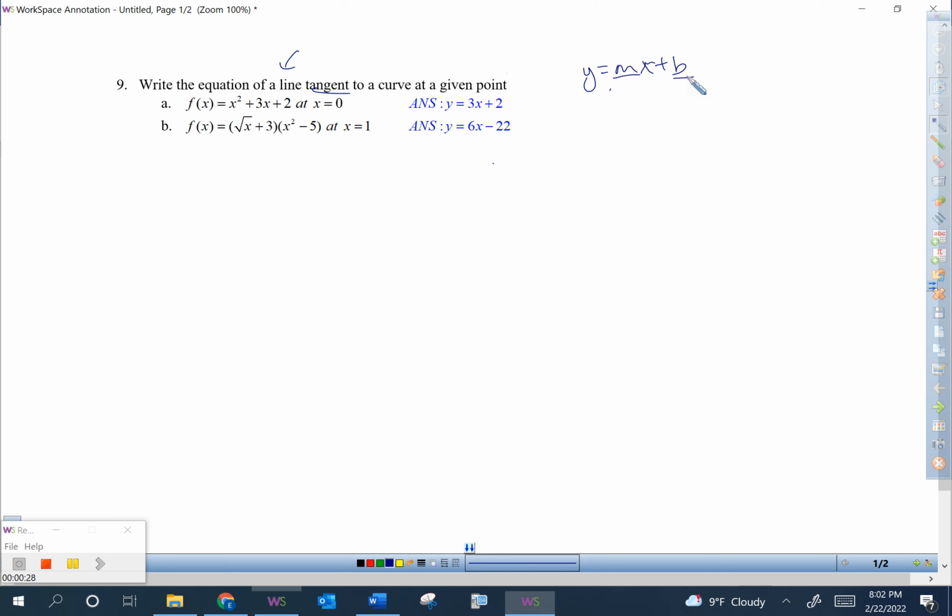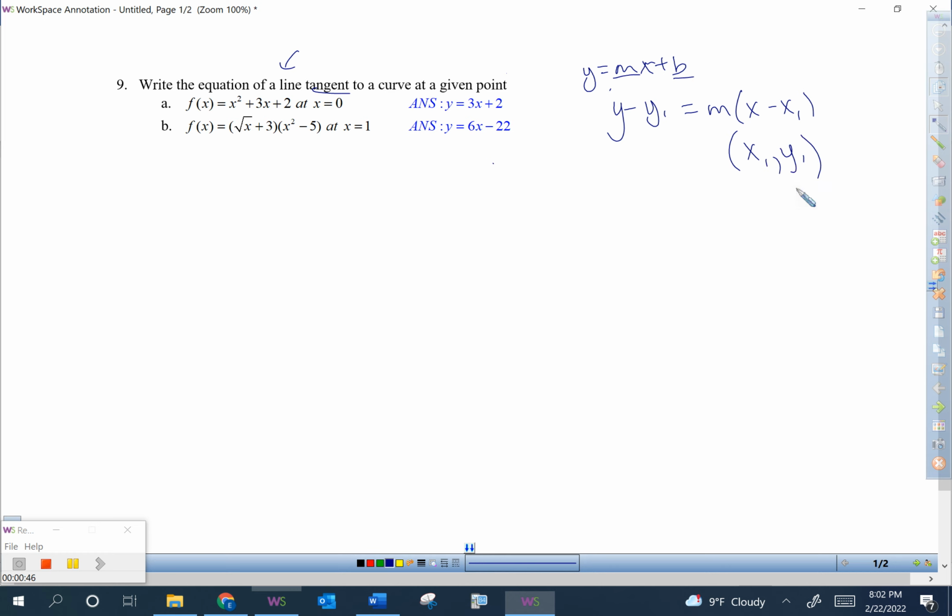The m is your slope, the b is your y-intercept. But you're actually going to have to use point slope form to get there. And that's y minus y1 equals m, the slope, times the quantity x minus x1, where your y1 and your x1 are the coordinates of an ordered pair that you have.